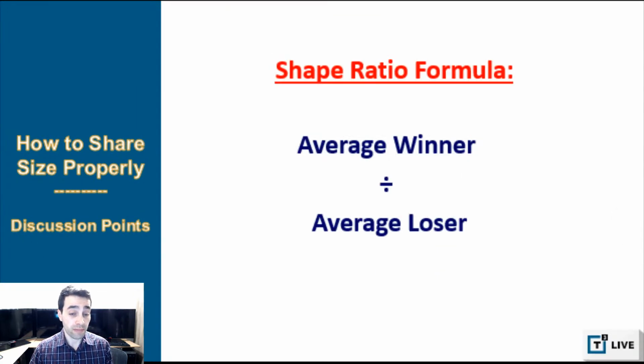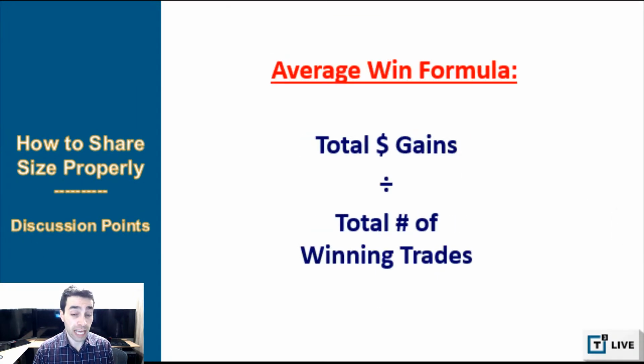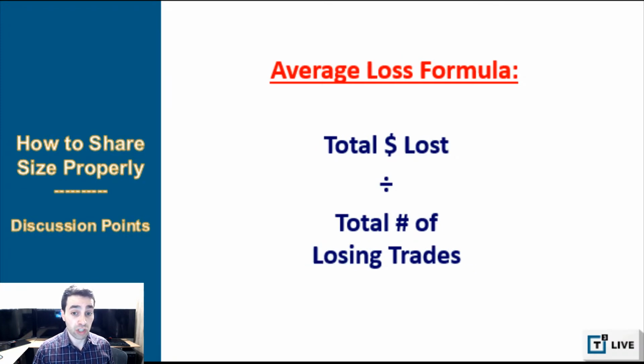But the average winner formula is the total gains divided by the total number of winning trades. Makes sense. The average loss formula is the total losses, dollar amount, divided by the total number of losing trades. Does that make sense? So what's today? Today is the 18th. The 17th was a holiday, so the last trading day was the 14th. Is that right?